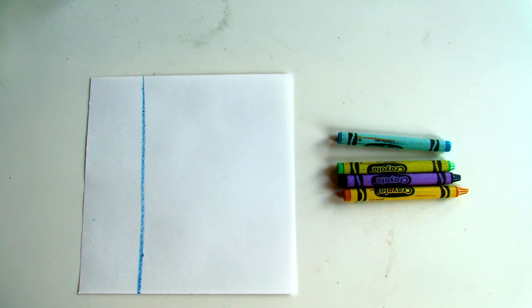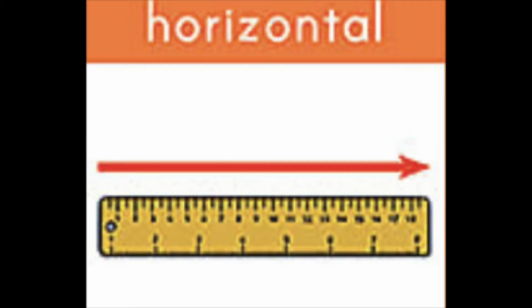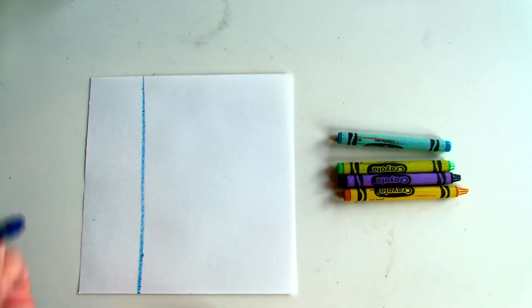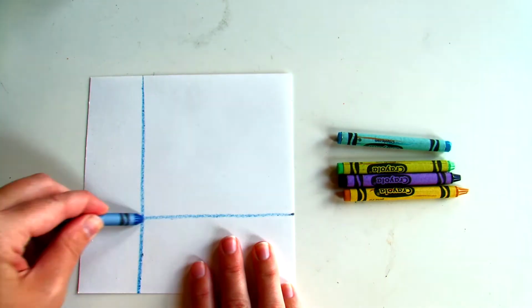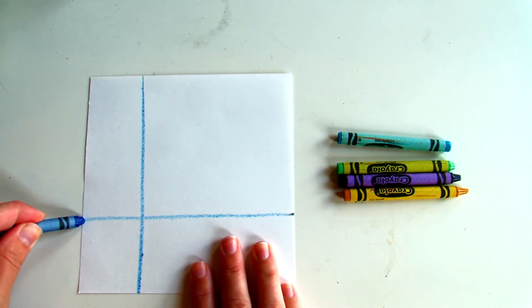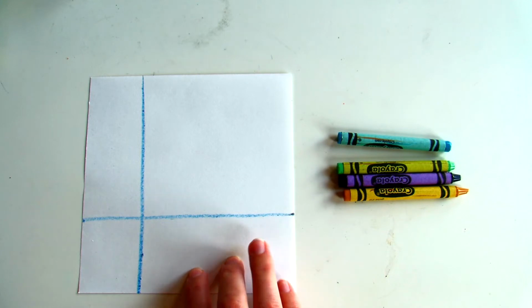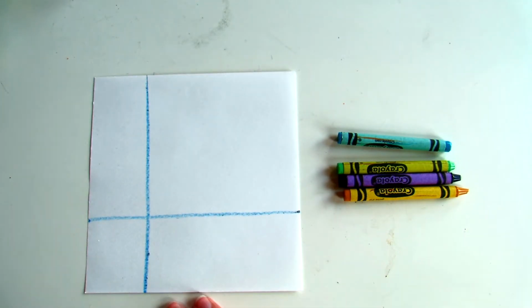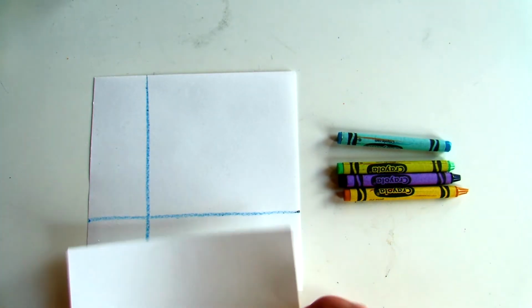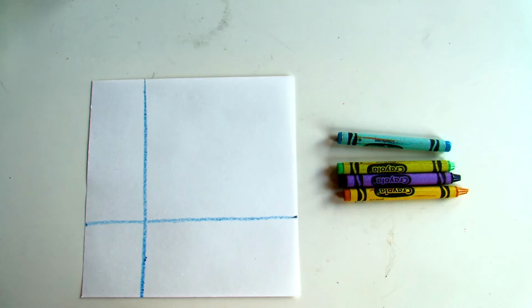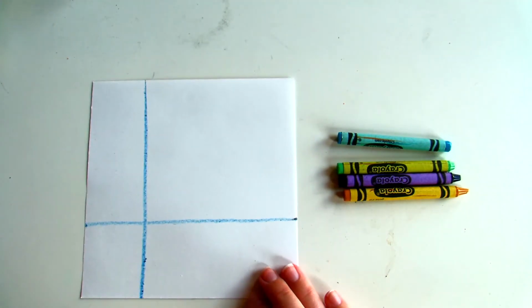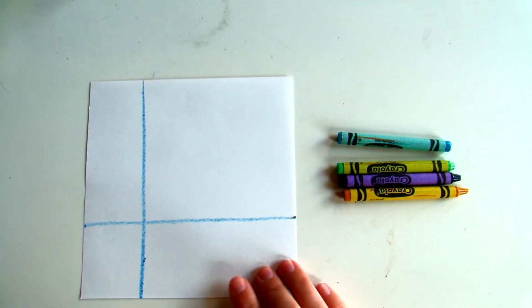Next, we're going to be drawing a horizontal line. A horizontal line goes side to side across your paper. You can use the same color or a different color. It can intersect your vertical line anywhere. You'll notice we're starting to make some shapes. What shapes do you see so far?